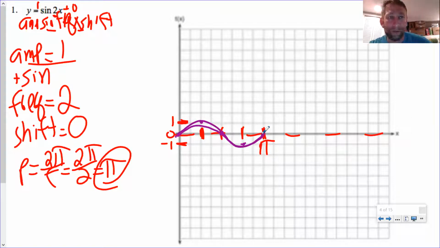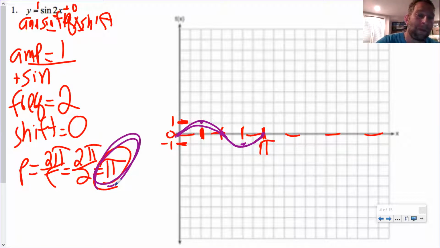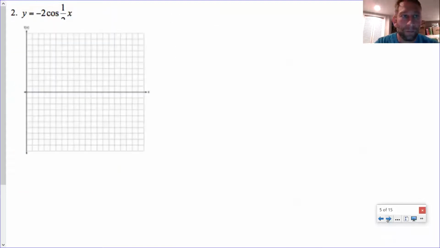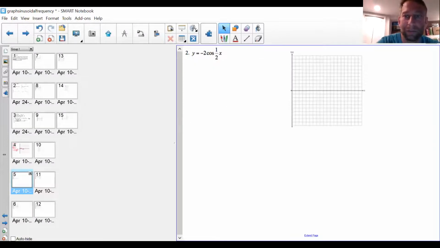That's it. All right, it's the same thing we did yesterday, except now, whatever the period is, and this was the case yesterday as well, it's not going to always be 2 pi. I have to do 2 pi over the frequency. And again, the frequency is between the sine or cosine and the x. Once I have my period, that's what goes at the end of the 4th dash. Number 2 is going to be a little algebraic twist on number 2.